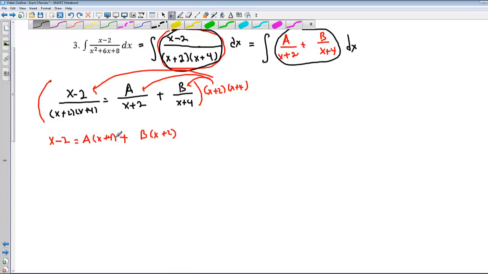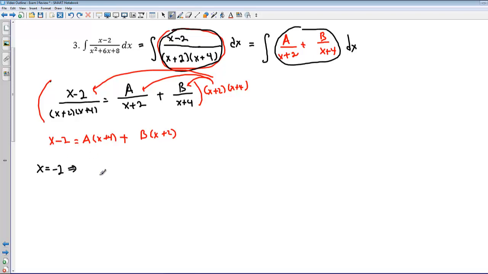One way is you can multiply all this out and do something called equating the coefficients. So whatever the numbers on the x terms are, they have to be the same, and then the constants on both sides need to be the same. But the easier way to do this is just plug in numbers that make things go away. So if you plug in negative 2 here, this whole term is going to go away. So let's try x equal negative 2.